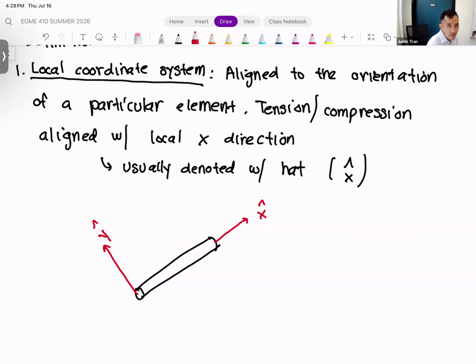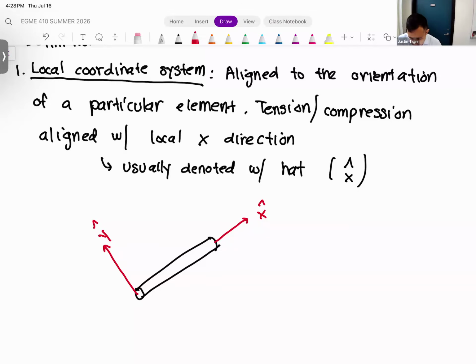Right, so now that we're in 2D, we have to consider the y direction as well. So the local y direction is going to be perpendicular to that local x direction. Okay, so it's a Cartesian coordinate system. All we've done is we just rotated it up to match along with the element itself.